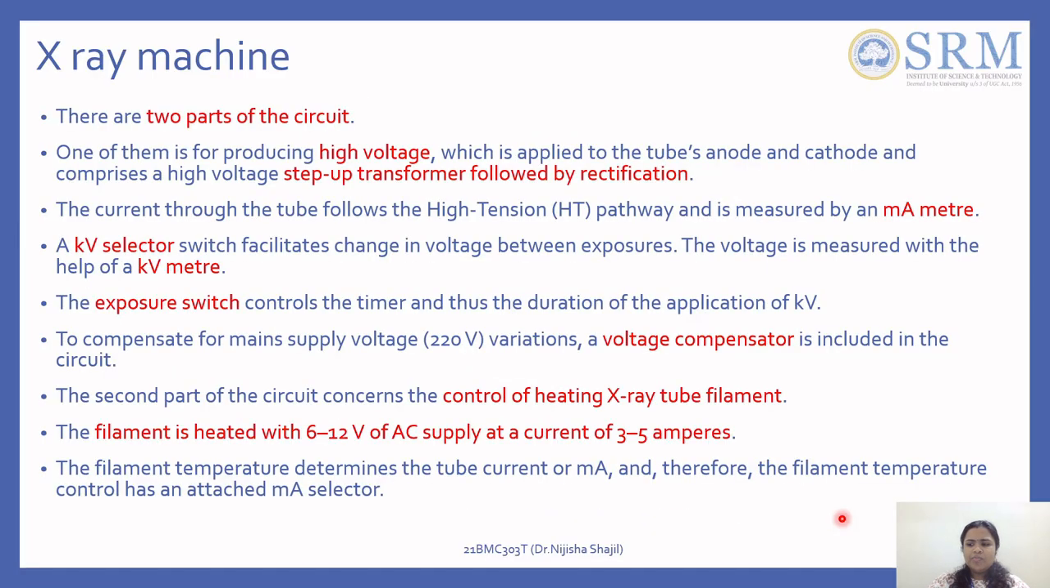So you have two parts. Like I told you, it is the high voltage step-up transformer followed by rectification, the milliampere meter, and the kilovolt selector. All this, whatever I've explained, is given in this slide. Very important is that the tube supply is in kilovolts, and the filament is around 6 to 12 volts. But the current will be higher, 3 to 5 amperes.